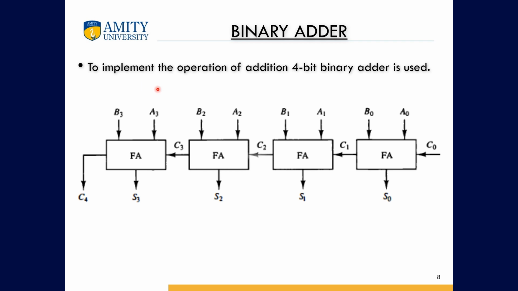Binary adder. To implement the operation of addition, 4-bit binary adder is used. The 4-bit binary adder is implemented by using 4 full adders. The carry bit from each full adder is sent as the carry in for the next adder. We have two numbers, binary numbers A and B, and the first bit for A and B are given to the first full adder, the next 2 bits are given to the next one, and so on. The carry in is set as 0 or 1 based on the requirement, and our final binary sum is going to be derived from S0 to S3, with the carry bit being S4.